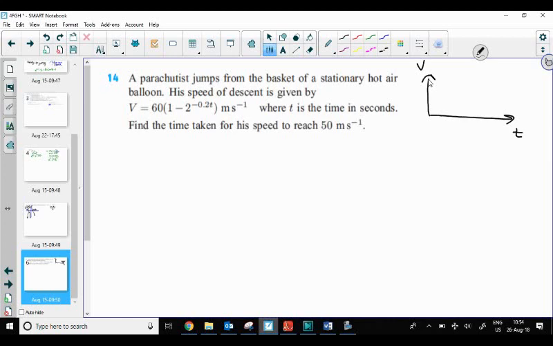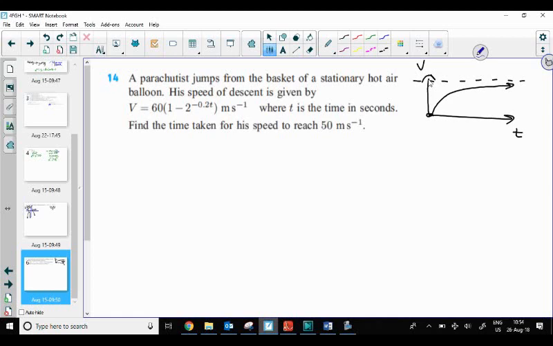Well, before they jump, they should be at 0, and then their velocity should be increasing over time. But if you know some physics, that increasing is going to slow down to, at some point, what's called terminal velocity. And there's going to be a horizontal asymptote here. Now let's go to the algebra and make sure that makes sense.